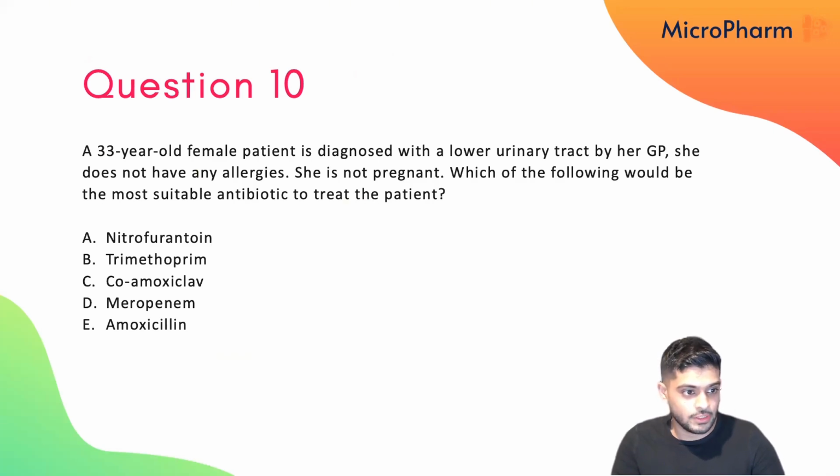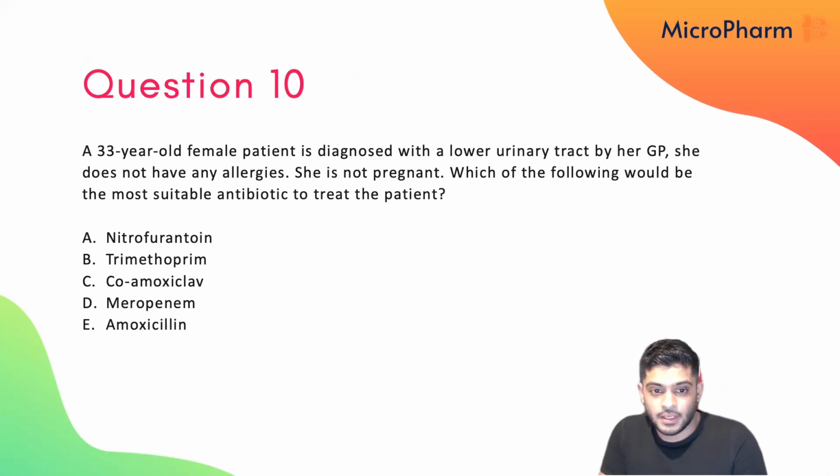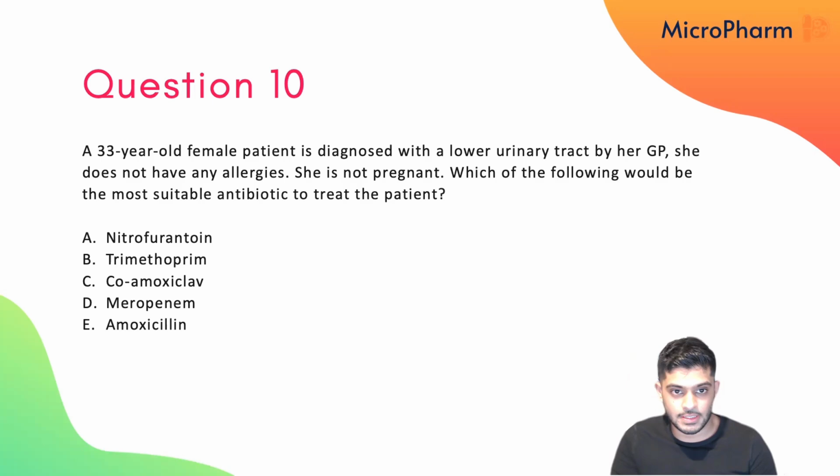You've got a 33-year-old female patient with a lower UTI. She doesn't have any allergies. She's not pregnant. What should she be treated with? Let's share the answers. So it was between two options, nitrofurantoin and trimethoprim. No one's selected anything else.